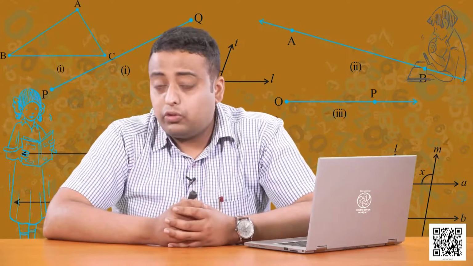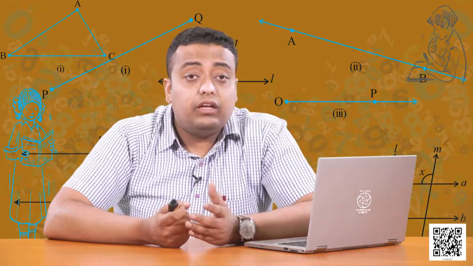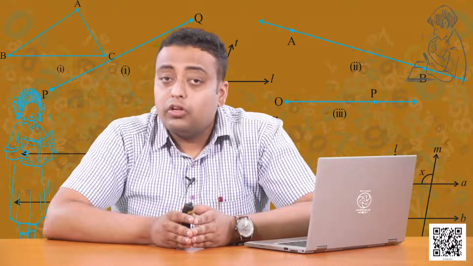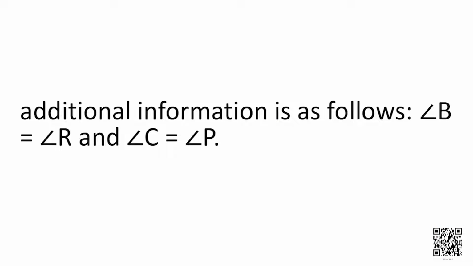The solution for this question is, for the ASA congruence rule, we need the two angles between which the two sides BC and RP are included. So the additional information is as follows: angle B equals angle R and angle C equals angle P. Hence, we can say that triangle ABC is congruent to triangle QRP.